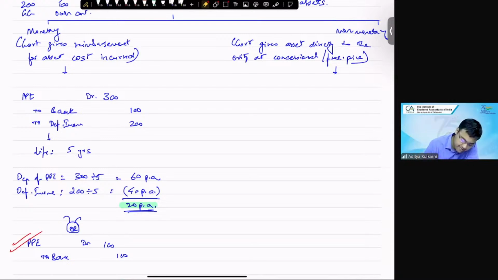Are we okay? So the entry will be PPE account debit to deferred government grant. This will be, if the nominal value is 1, I will show it as 1. If it is 10, it will be 10. If it is 100, it will be 100. So on and so forth. Are we okay with this? Yes, everyone?